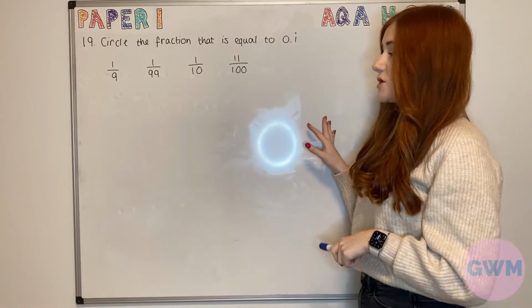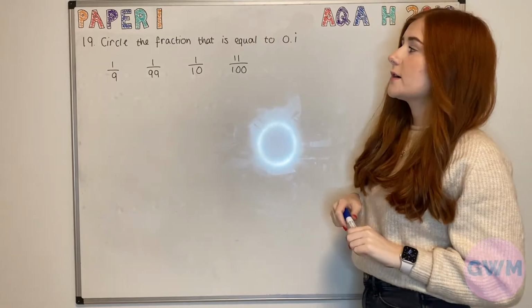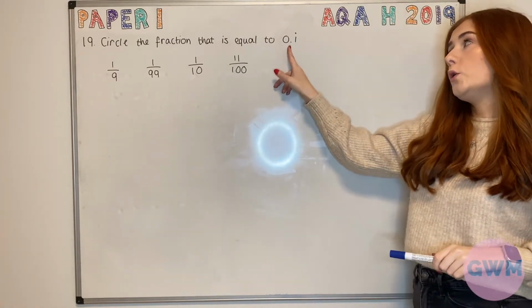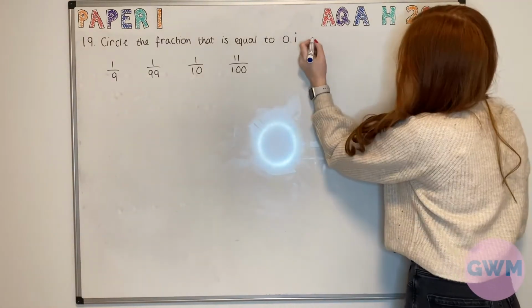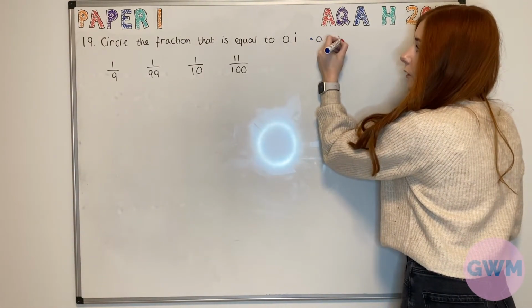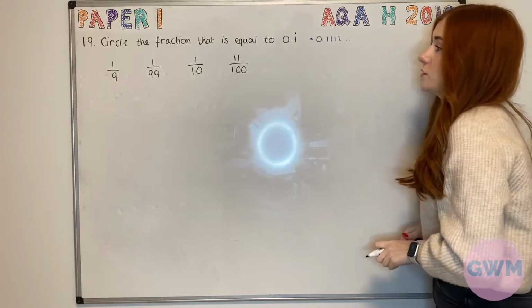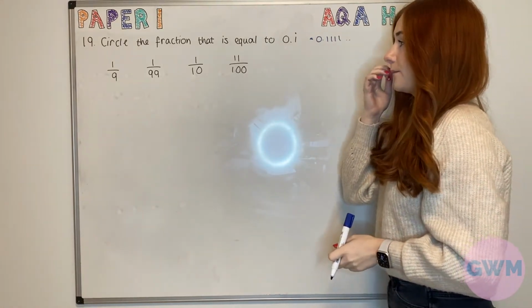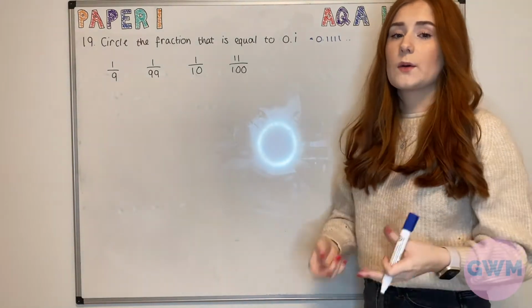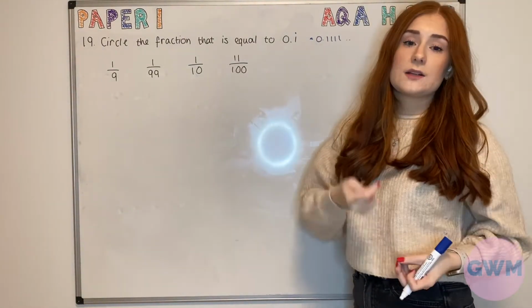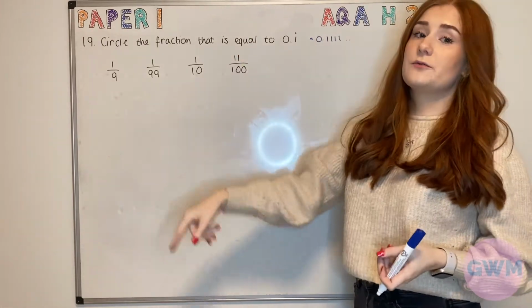Question 19 now, it's another 1 marker. It wants us to circle a fraction that's equal to 0.1 with a little dot above, which is 0.1 recurring. So we can also recognise that as infinitely recurring, so that one will go on forever. Okay. It gives us 4 different options here, and this is 1 marker, so it wants you to be quick. It wants you to quickly recognise rules and patterns. That means you can just rule things out.